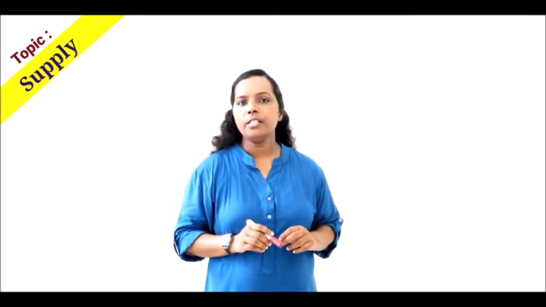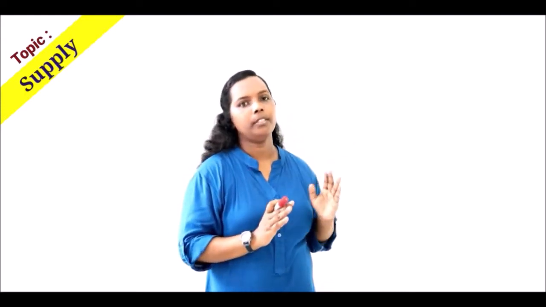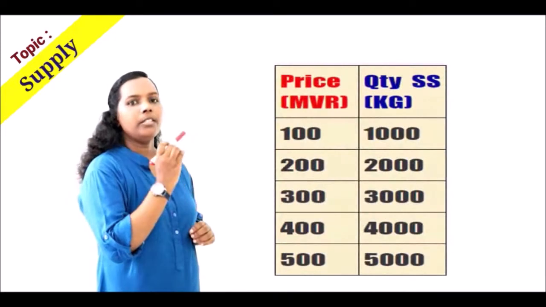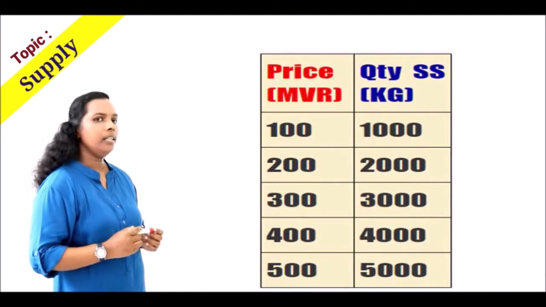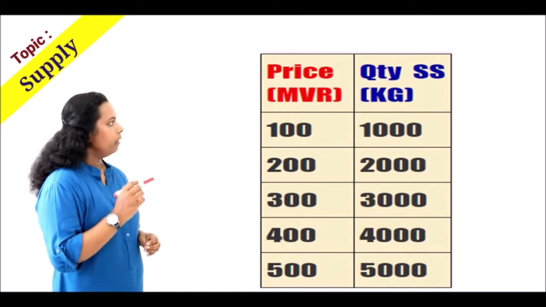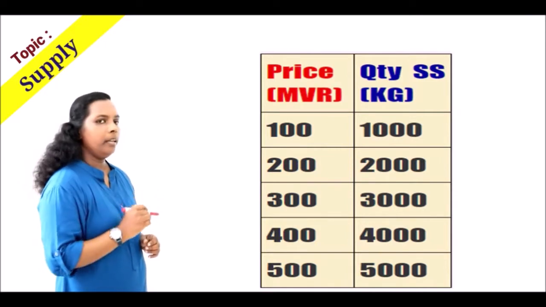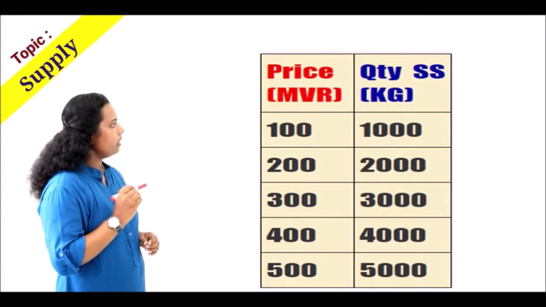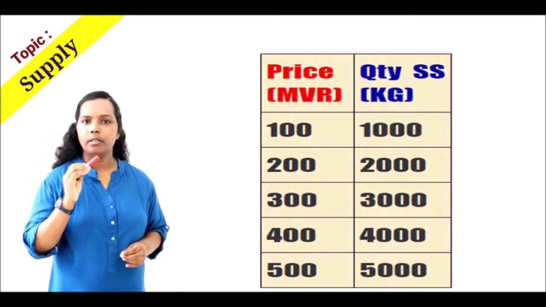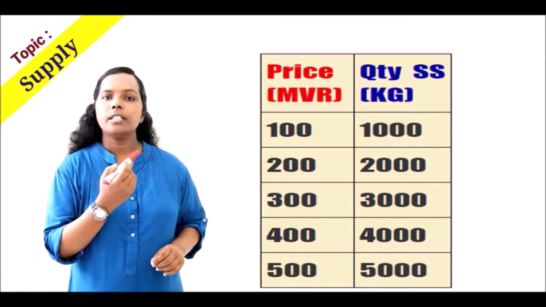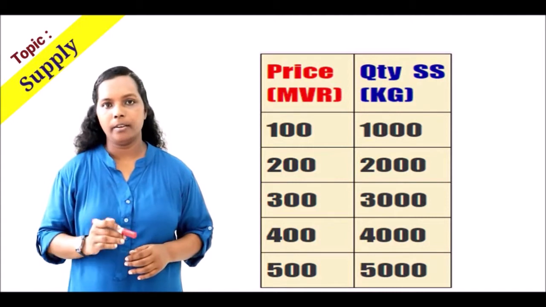The positive relationship between the price and quantity supplied we can show with the help of a table. It is called supply schedule. Here, the relationship between the price and quantity supplied are displayed. When the price is 100, the quantity supplied of commodity will be 1000. And when the price increases from 100 to 200, quantity supplied increases from 1000 to 2000. The supply schedule records the different quantity supplied at different price levels.